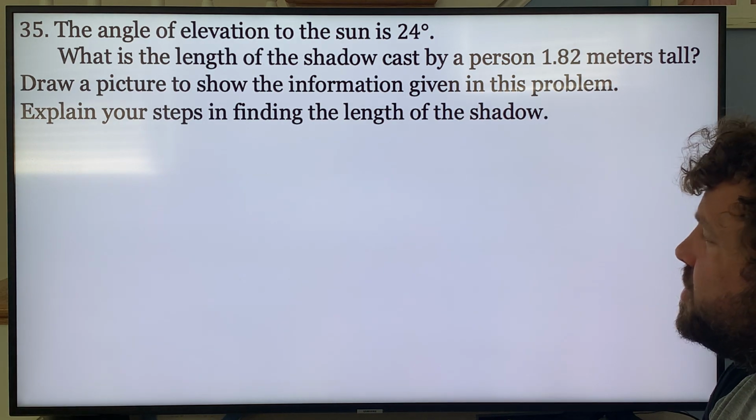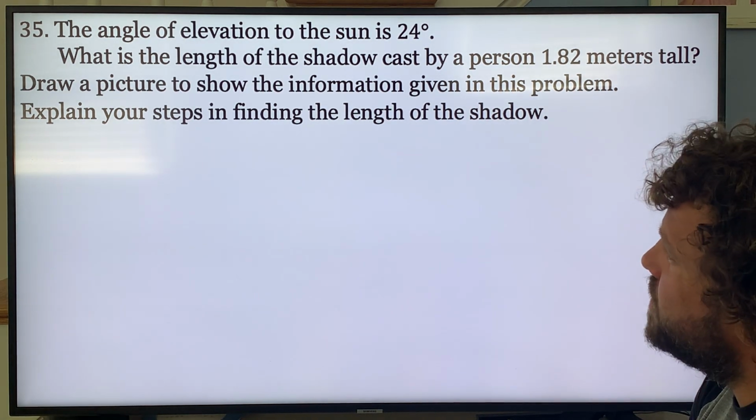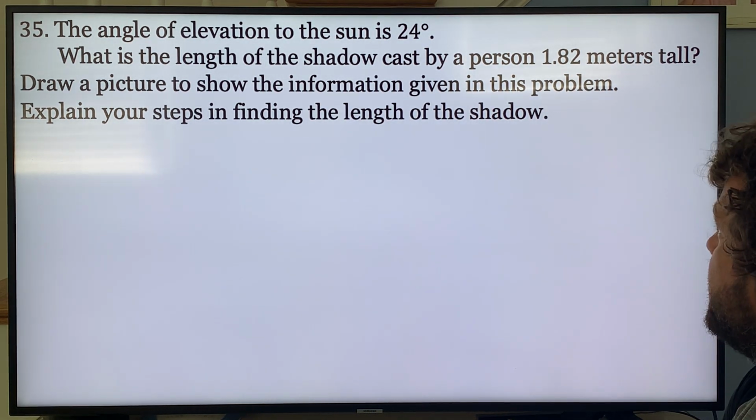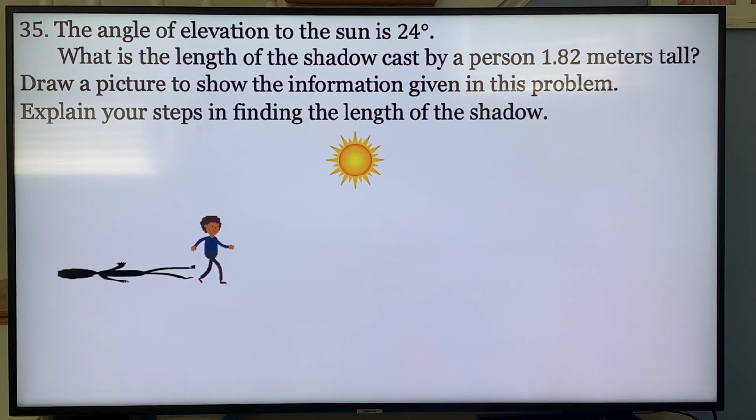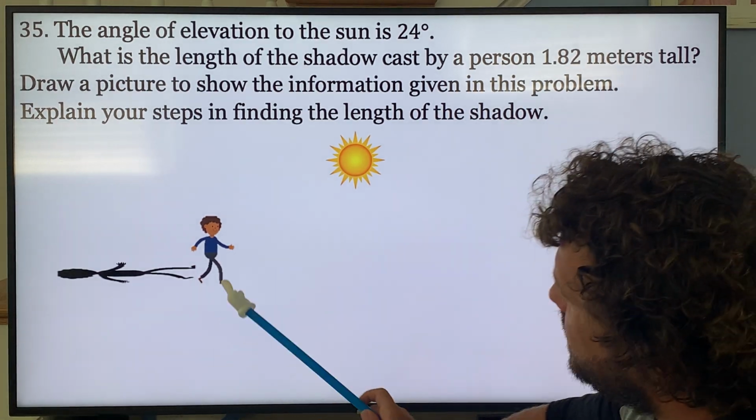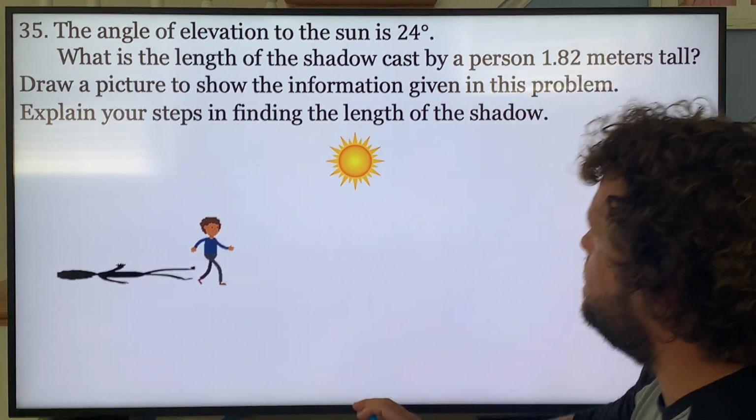Angle of elevation. Oh, this one got me a little bit. The angle of elevation to the sun is 24 degrees. What is the length of the shadow cast by a person 1.82 meters tall? Draw a picture and show the information with this problem. So here's your little guy. He's taking a little walk. There's the shadow. There's the sun.